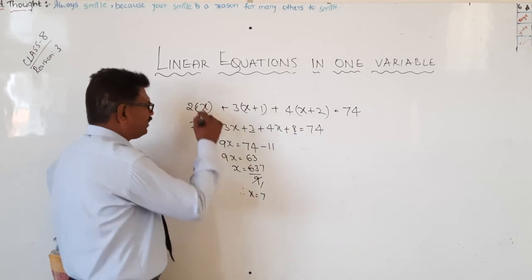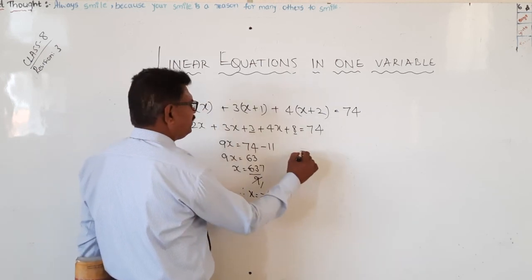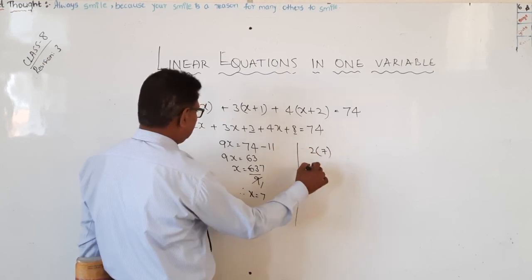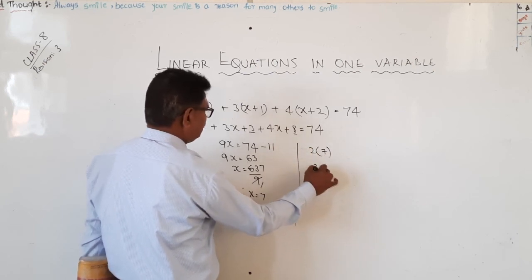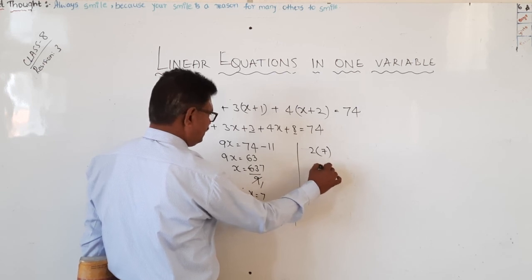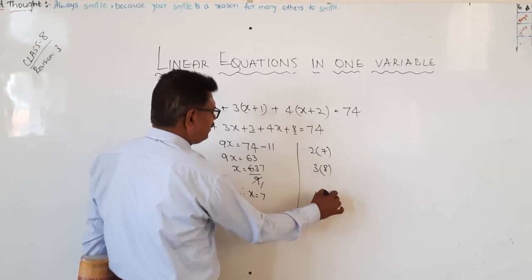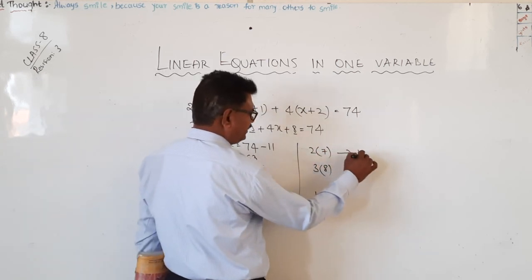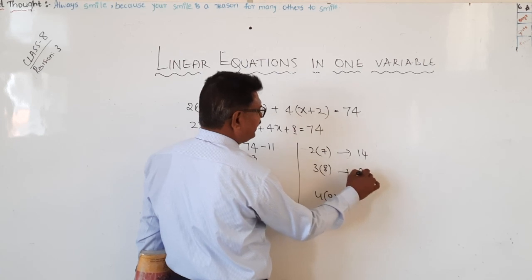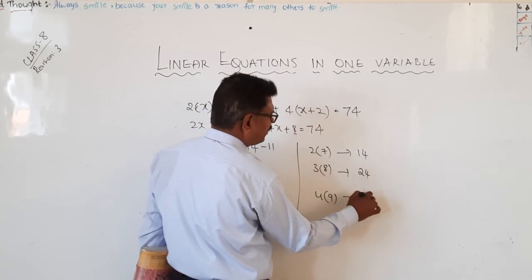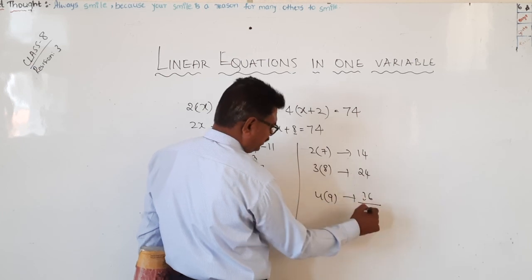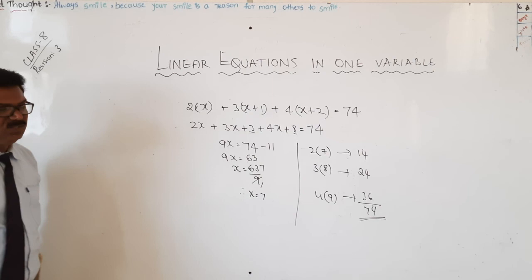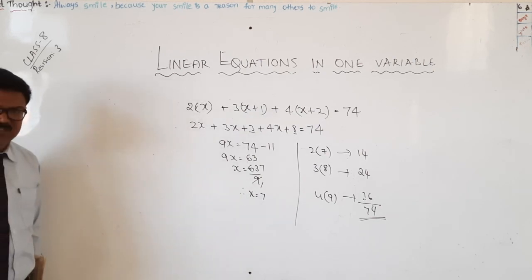Therefore, what are the numbers now? Yes. You can see the first one is 7, then 8, then 9. You can add: 2 7s are 14, 3 8s are 24, 4 9s are 36. The sum is 74. Okay? So you can do the problems like this. Understood?